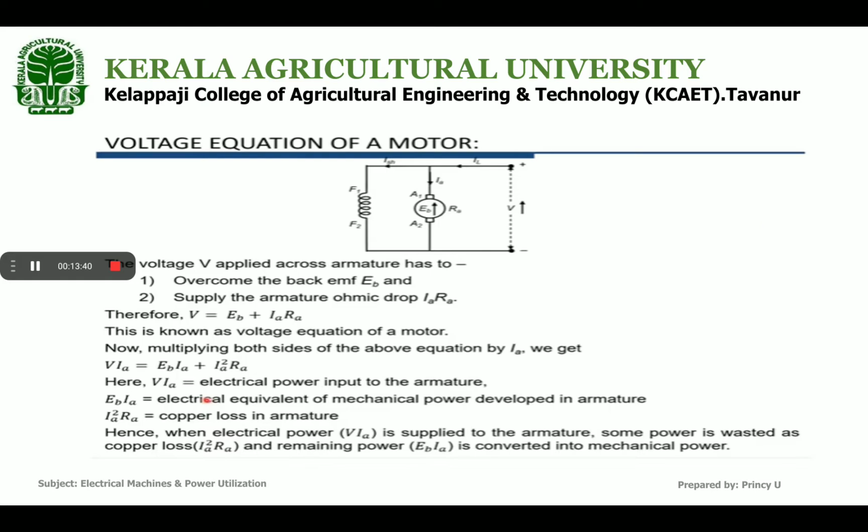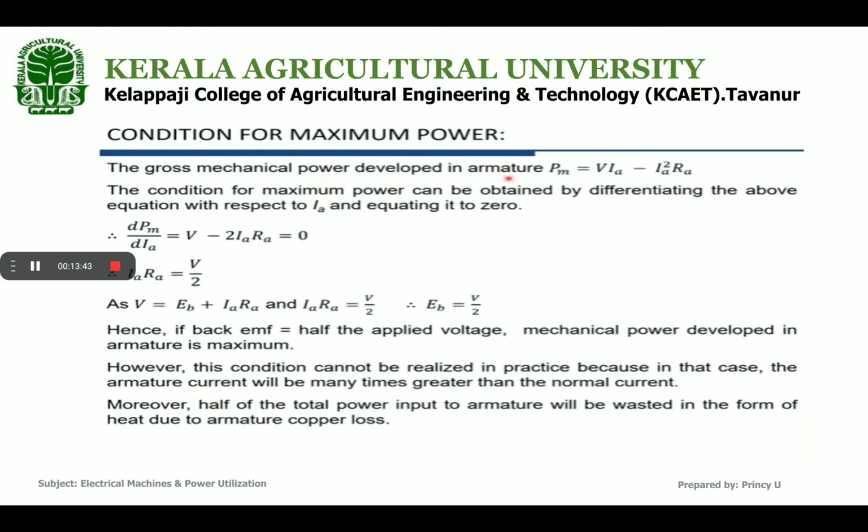Now we are going to find out the condition for maximum power. So we know how we find out the condition for maximum efficiency. We just take the equation, differentiate it with respect to the variable and equate it to 0. Here also, to get the condition for maximum power, the gross mechanical power developed by armature PM is equal to input minus losses. Mechanical power developed is EB into IA. So you will get the equation as VIA minus IA square RA.